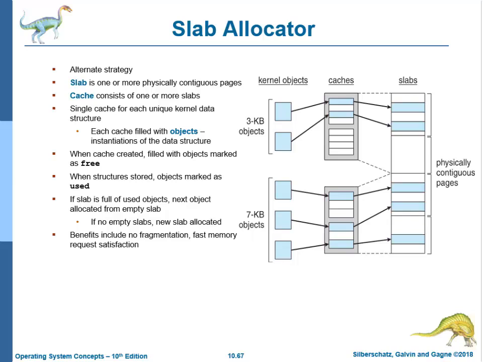When a cache is created, it is filled with objects marked as free. When a new object for a kernel data structure is needed, the allocator can assign any free object from the cache to satisfy the request, and the object is marked as used. If a slab is full of used objects, the next object is allocated from an empty slab. If there's no empty slab, a new slab will be allocated. This is very simple, and there's no fragmentation in that the allocated objects are always the exact size required.